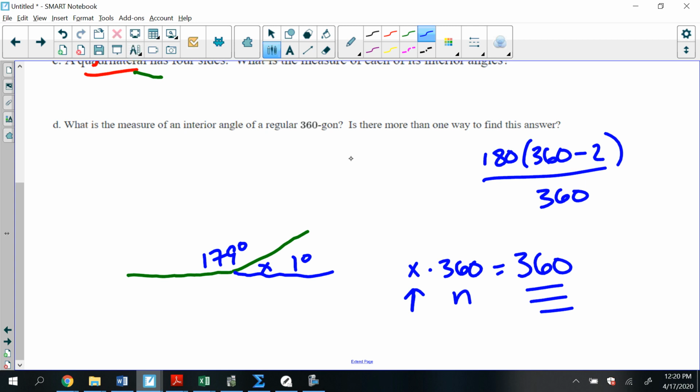So there are 2 ways. My personal preference, I like knowing exteriors because it's a nice, just one-step division. But there are definitely ways if you know each interior equation as well.